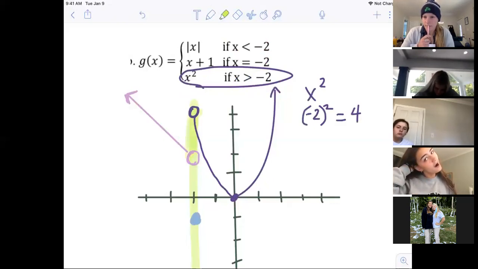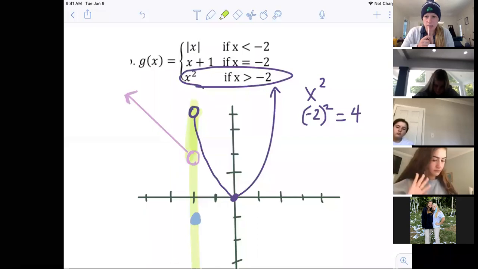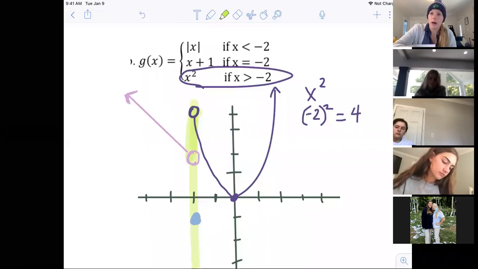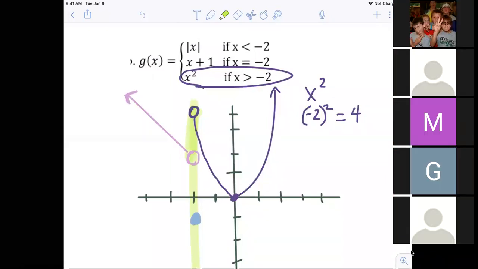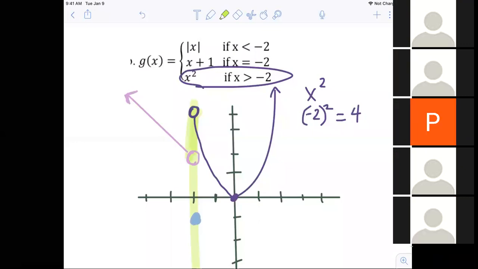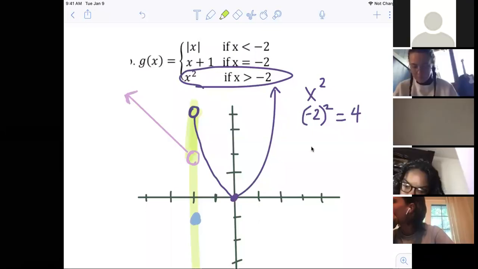Okay? Any questions? All right, if not, awesome. Should we look at something else? Could we do number 2 with the asymptotes and the holes?